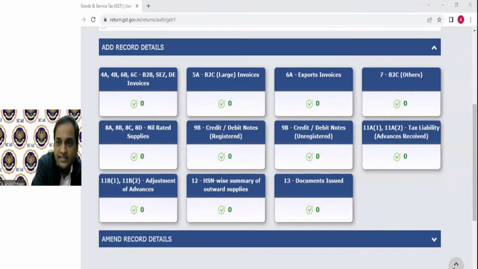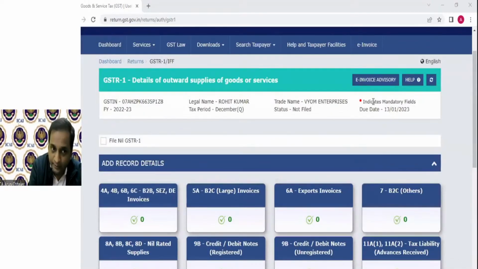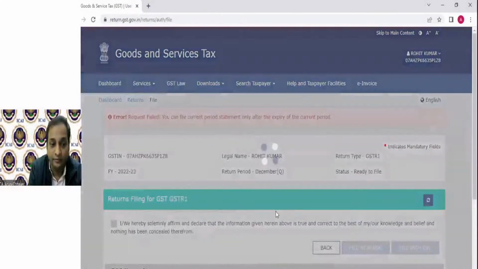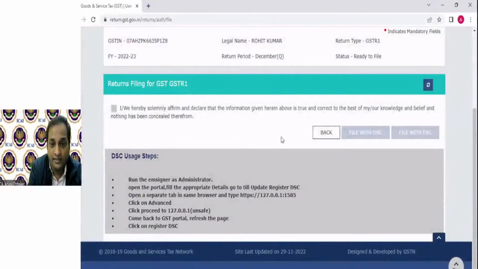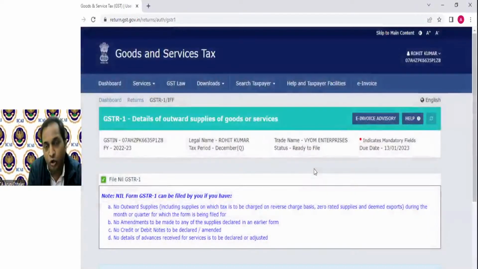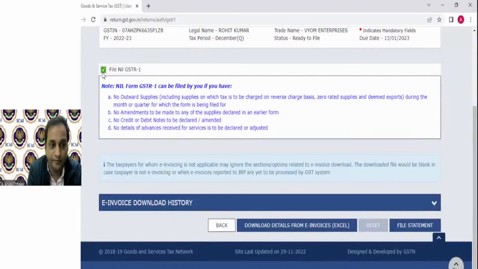Now, this is GSTR1. You can file the GSTR1 through SMS also. Otherwise, you have to log into the portal, click on file nil GSTR1. It will directly take you to the file statement and will ask for digital signature or OTP, and then you can submit the same.